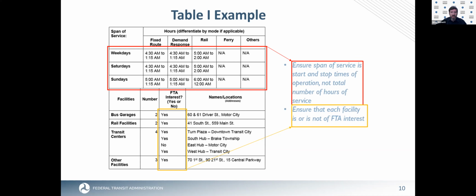stop time. Additionally, you can see on the bottom part of this image, the RIR will ask you to identify all the transit facilities that your organization has. And we want to make sure we identify accurately those facilities that were constructed with FTA monies or renovated with FTA funding. So that's what that column that says FTA interest means. So if there was any FTA funding that contributed to that facility, you would write yes.